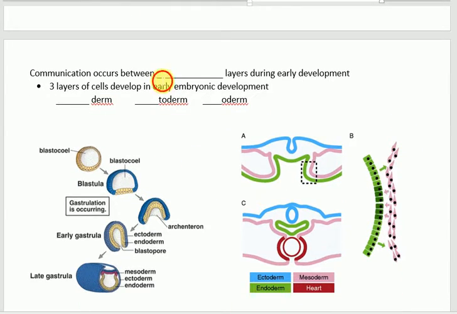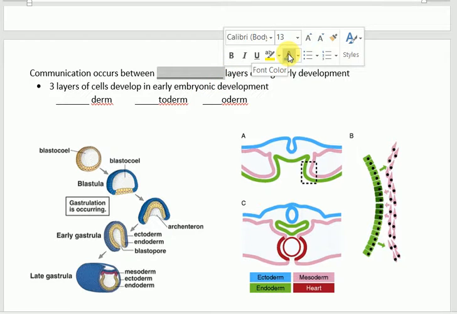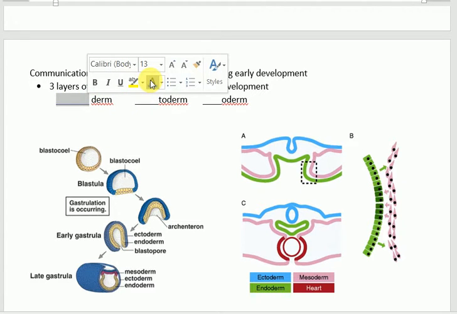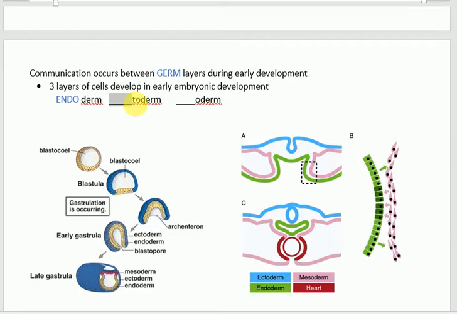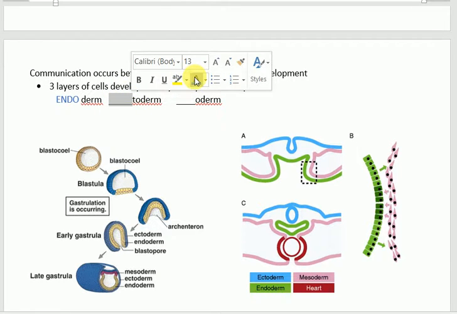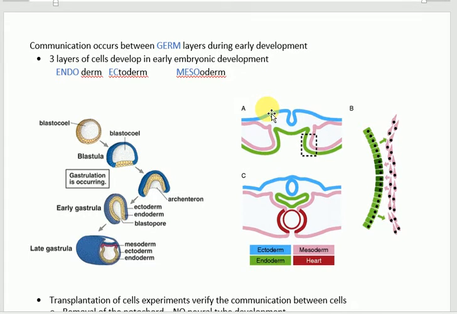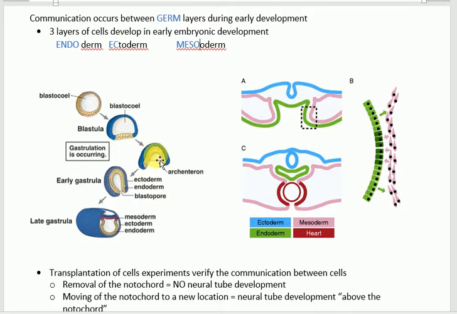So the communication is going to occur between the germ layers during early development. And there are 3 layers. We have the endoderm, we have the ectoderm, and we have the mesoderm. And basically, this is just showing you the beginning of the layers developing, and then here in the late stages, you can see we have these three layers.